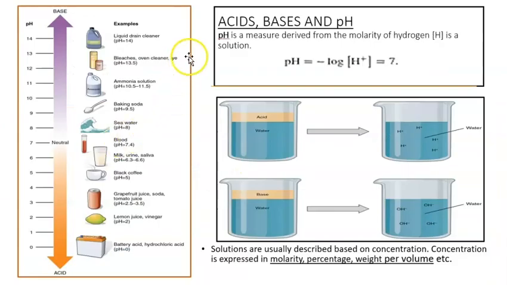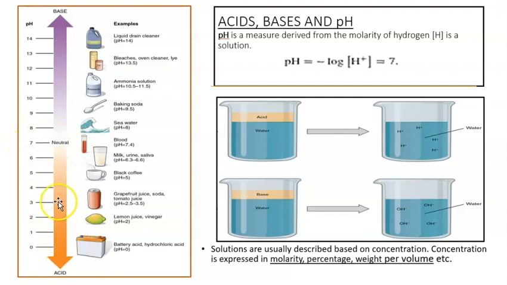If we keep scrolling down, we're going to get to acids, bases, and pH. Okay, so what is pH? The pH is the number of hydrogens in a solution, as you can see here, derived from the molarity of hydrogen. So pH has to do with hydrogen. You can see right there the formula of pH. It says in here, pH is the negative log of the concentration of hydrogens, and pH shows you in there 7. Why? Because 7 is neutral, as you can see right here.